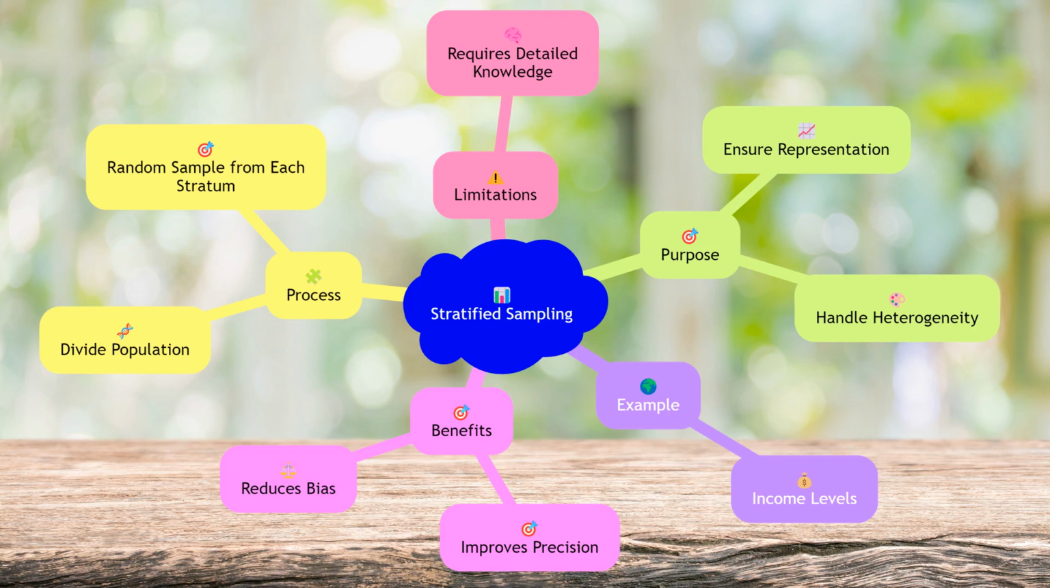populations. For example, if you are studying a population with varying income levels, stratified sampling ensures that all income groups are represented. This method improves the precision of your estimates and reduces sampling bias. However, it requires detailed knowledge of the population structure, which can be a limitation.